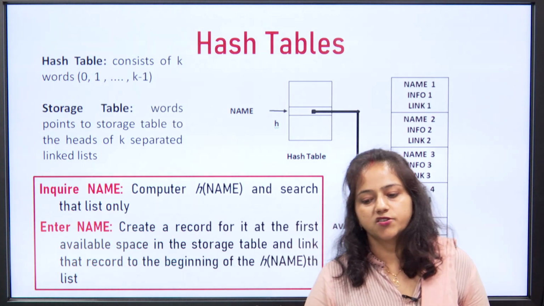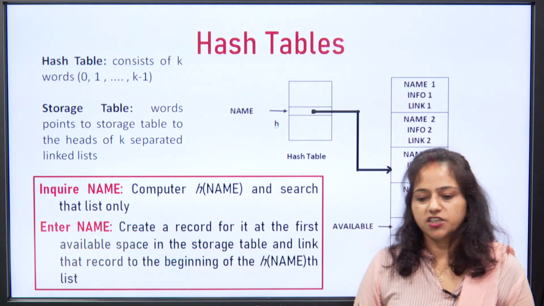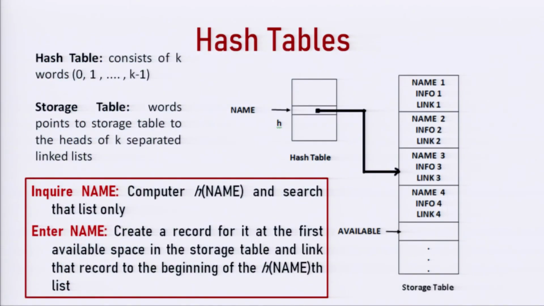Now, another data structure is the hash table. There are very many variants of the hash table. First, here we will have 2 types of table, the hash table and the storage table. The hash table consists of words from 0 to k minus 1, like 0, 1, 2 up to k minus 1, and these words point to the storage table, to the heads of k separate linked lists.